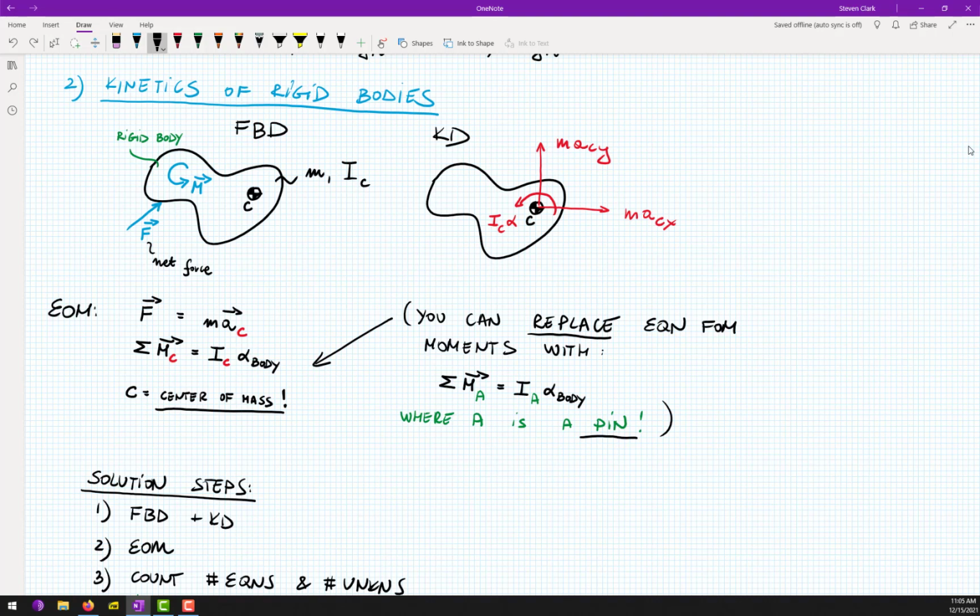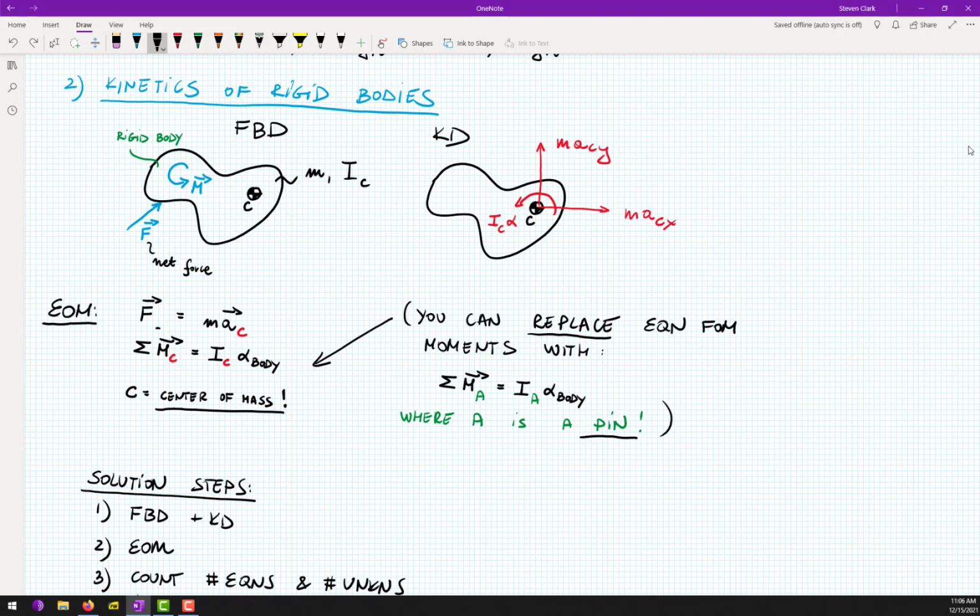So we show all of that on the FBD, while on the KD, we show our inertia forces. But you all know that as well. We did it 3 billion times during this semester as well. So once we have our FBD and KD, we can actually write equations of motion, yes? Where we can equate forces acting on the system to mass times acceleration of center of mass. And we also can write our Euler equation, yes?